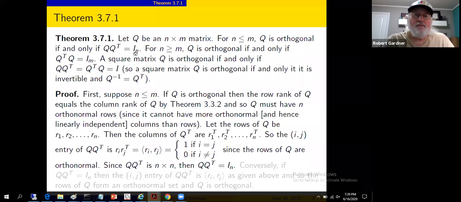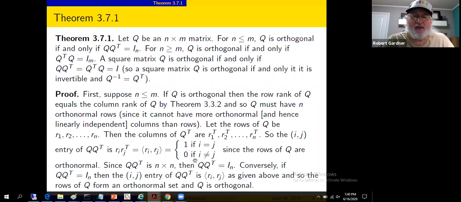It says if and only if, so we need to take it the other way with this observation about these inner products. It's easy. Conversely, if Q times Q transpose equals I sub n, then the ij entry of Q times Q transpose is still going to be this inner product, R sub i times R sub j. Now I know the ij entry of the identity matrix is 1 when i equals j and 0 otherwise. So that's telling you that the inner product is 1 when i equals j and 0 otherwise. And then that's telling you that the rows of matrix Q are an orthonormal set. That is, Q is orthogonal. So that takes care of the if and only if in the first case, where n is less than or equal to m.